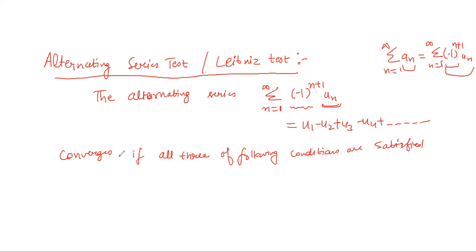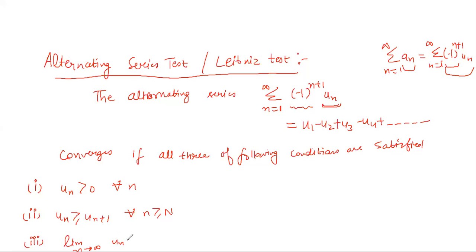So we are saying this series is going to converge if the following three conditions are satisfied. What are those three conditions? First condition is un is positive. Second condition is un is greater than or equal to un plus 1 for all n greater than or equal to n. And the third condition is the limit as n tends to infinity of un is 0. Right? So let's understand these three conditions one by one.